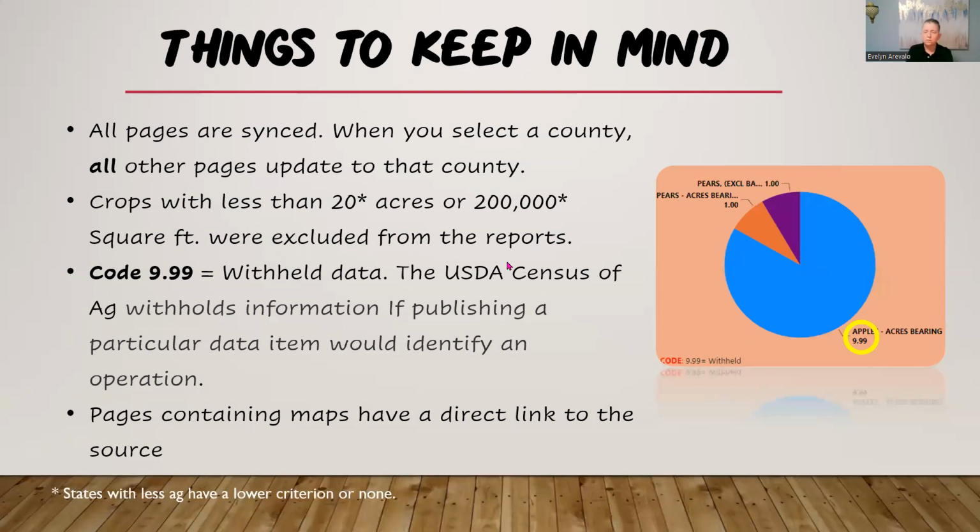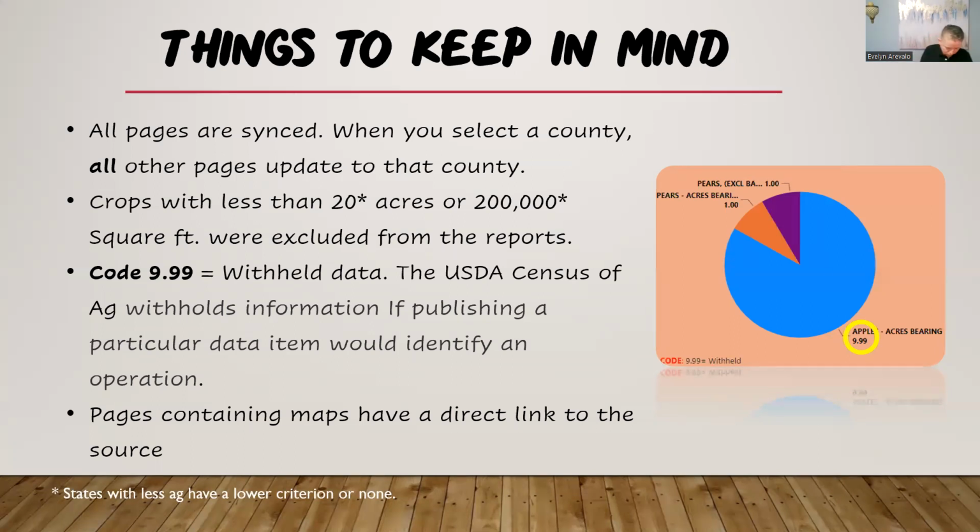Things that I would like you to keep in mind are that all the pages are linked. So when you choose the county, it's going to change in all the pages. And the crops with less than 20 acres or 200,000 square feet, we excluded. But like I said, for smaller states, we didn't.